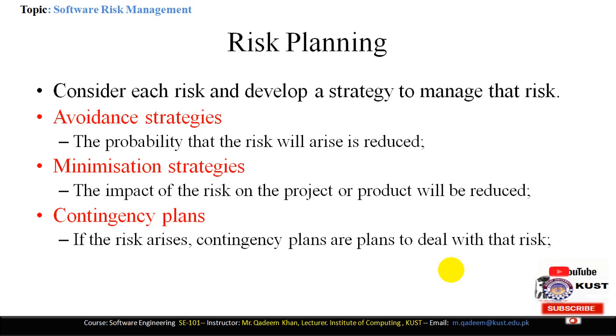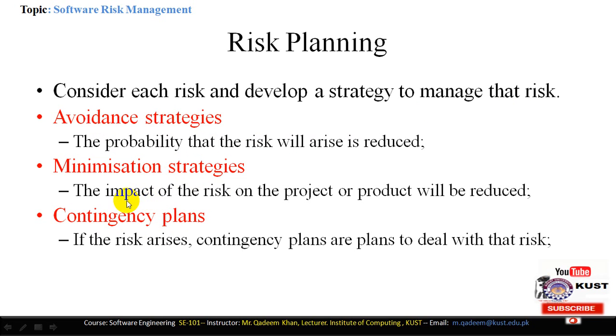Next one is risk planning. Here we will define different sorts of plans. Planning is in fact a particular set of guidelines that will be used to perform the tasks. So consider each risk and develop a strategy to manage that risk. For example, we have avoidance plans, minimization plans, and contingency plans. In the avoidance plan, the probability that the risk will arise is reduced. In the avoidance plan, we may reduce the effect of the risk.